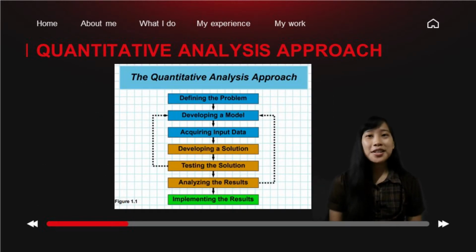So these are the steps in making a quantitative analysis approach. First, we'll discuss defining the problem, developing a model, acquiring input data, developing a solution, testing the solution, analyzing the results, and lastly, the implementation of the results.